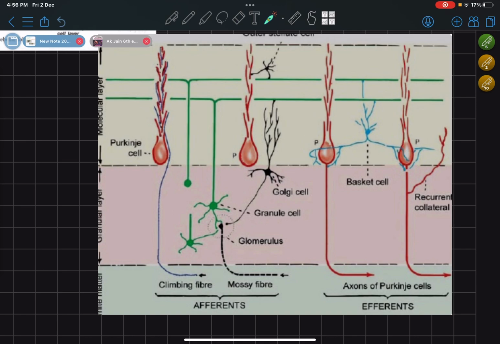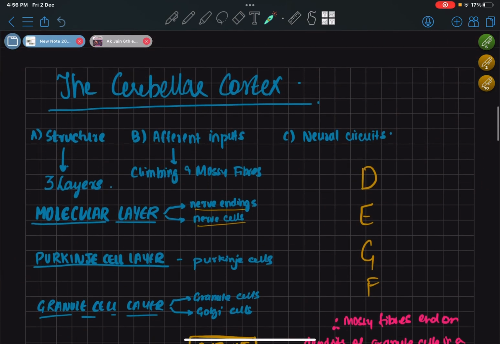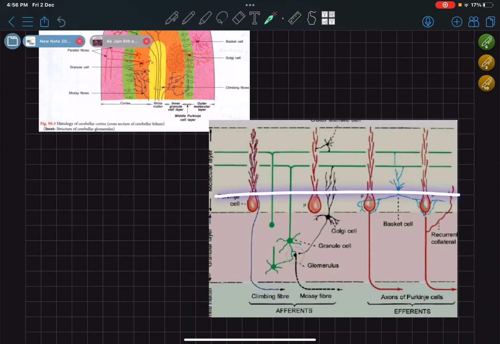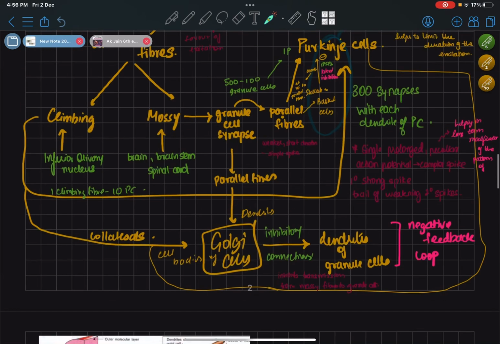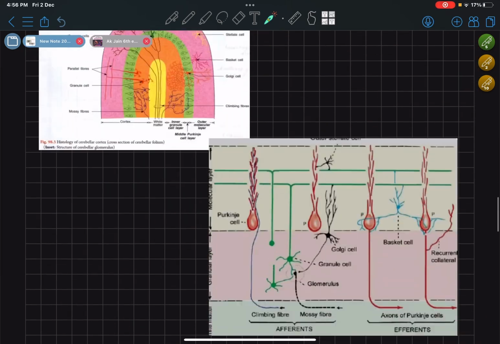Next is the Purkinje cell layer. These layers of the cerebellar cortex we have seen in the histology slides also. Many times we have discussed the three layers, and the most distinguishing feature of that particular slide is the Purkinje cell layer, because it is only one cell layer thick, made up only of Purkinje cells. So this is the middle Purkinje cell layer consisting of the cell bodies of the Purkinje cells. Then we have the granule cell layer, which contains two types of cells: the granule cells and the Golgi cells, which you can see here again.